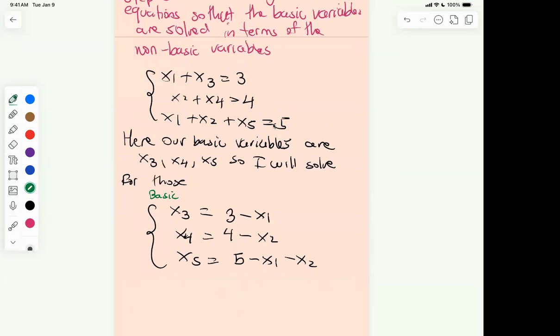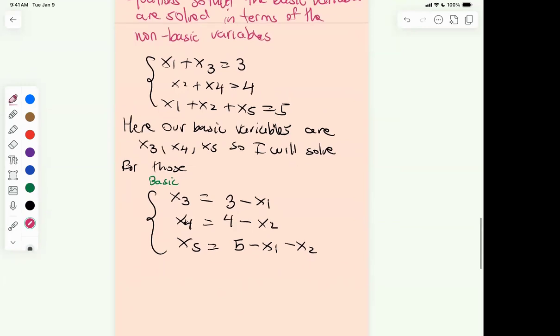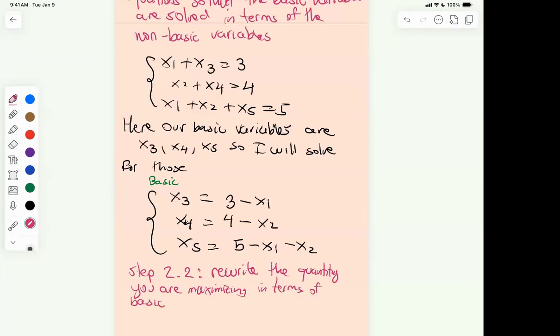So the other step, and maybe I will change the numbers of the steps later, or you can call this 2.2 if you want, because it's still the same. You also have to rewrite the quantity you're maximizing in terms of the non-basic variables. So you rewrite the quantity you're maximizing in terms of non-basic variables.